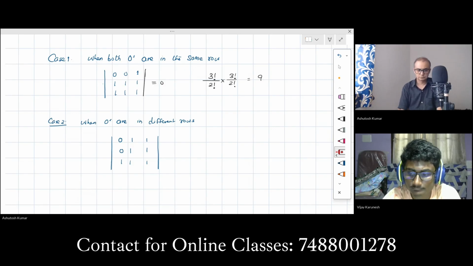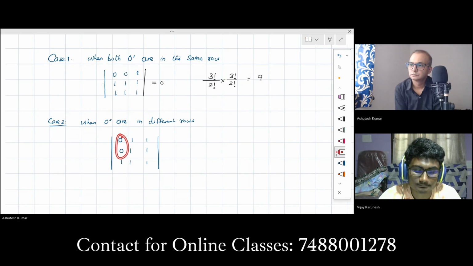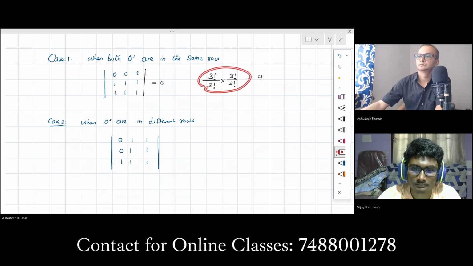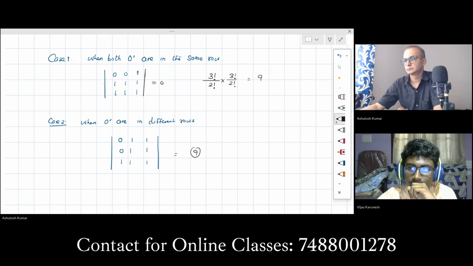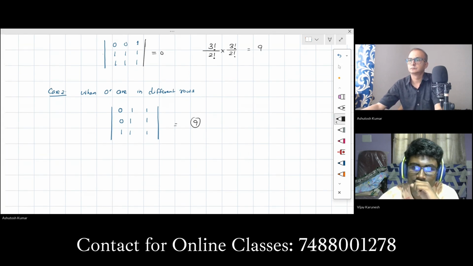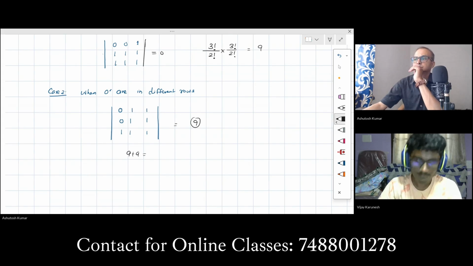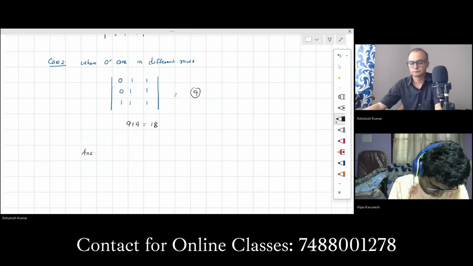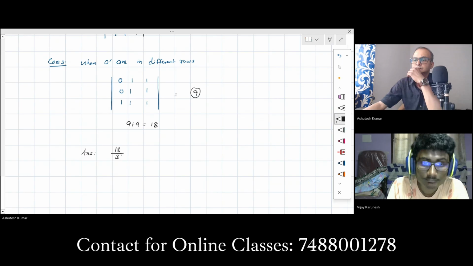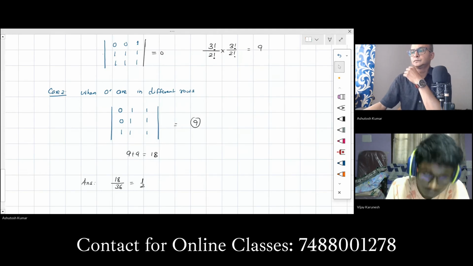So if you're putting in different rows, automatically the 2 columns will become identical for 1, 1, 1. And the same principle you can apply column wise. So again we get 9. So total we get 9 plus 9, 18 favorable cases. And therefore the answer is 18 by 36, 1 by 2. Understood?